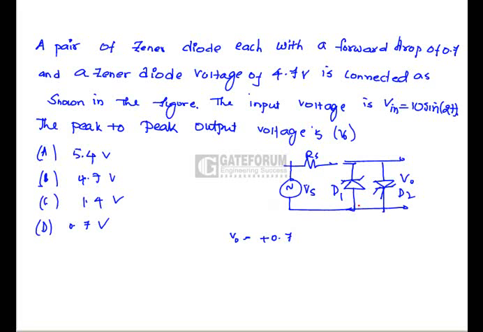and in the negative half cycle of Vs, D1 is going to conduct, whose forward drop is 0.7. Hence D2 is not going to be in the breakdown region. Hence the negative peak side is going to be minus 0.7. Hence the peak to peak voltage is going to be 1.4 volts. Hence option C is correct.